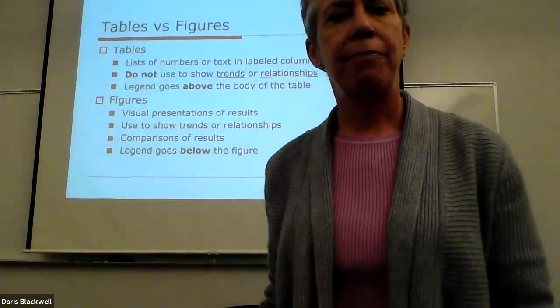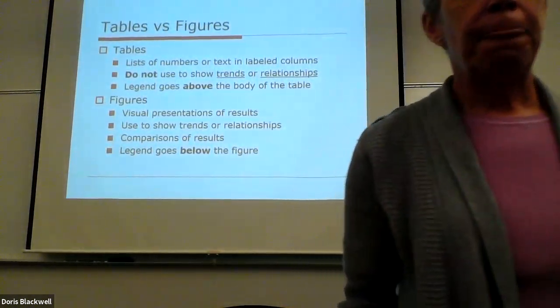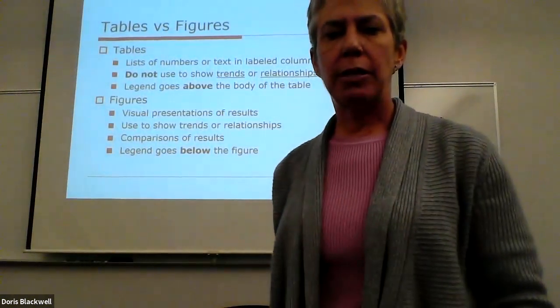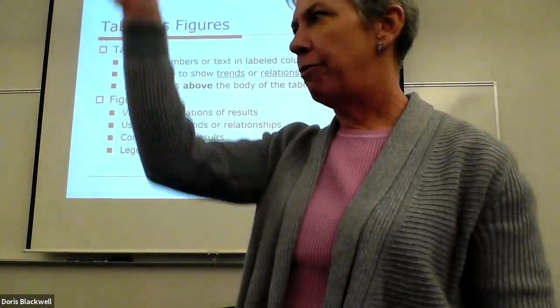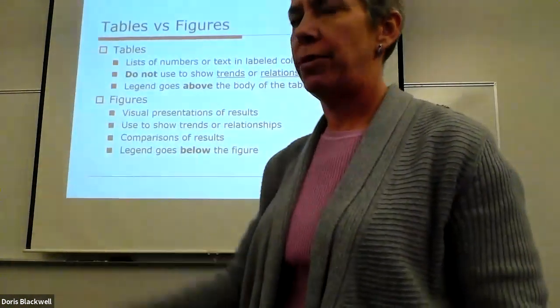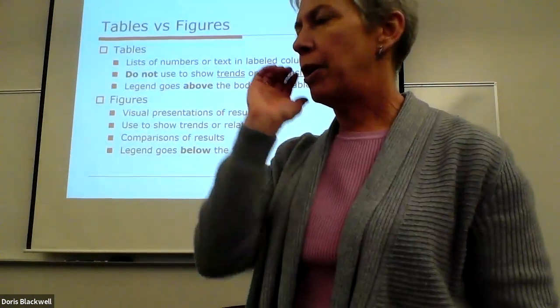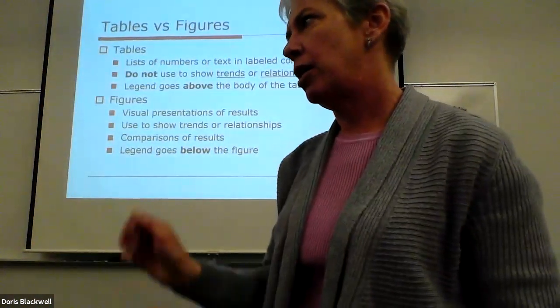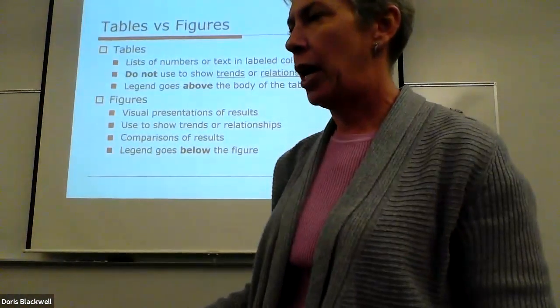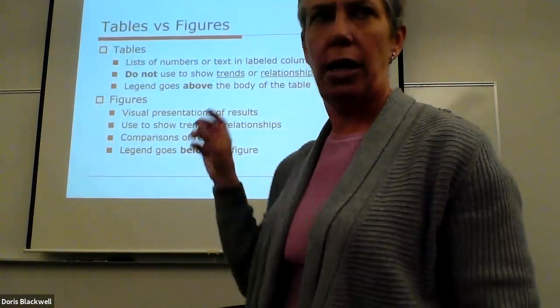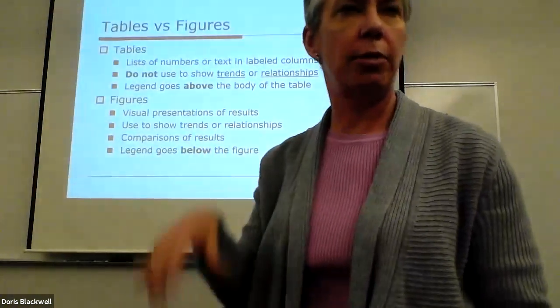So when you're thinking about a table versus a figure, tables are really good if we're listing numbers or text that could fall really well into labeled columns. So if we have a bunch of variables again and we want to list beta coefficients and p-values and 95% confidence intervals, great to put into a table.